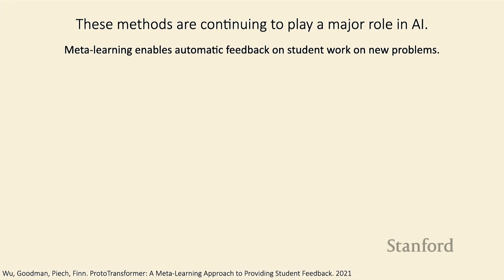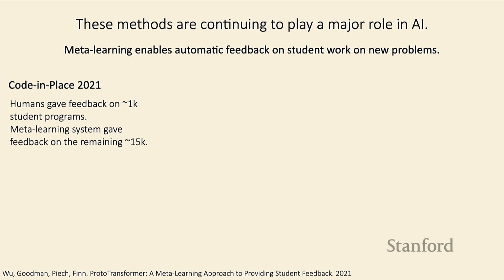One other modern example is a paper that I co-authored in 2021 that I personally was very excited about, where we were using meta-learning in an education application. We were trying to provide feedback to students on open-ended student work in an intro CS course. In particular, the Code in Place course was a really massive online course offered by a few folks at Stanford. At the end of the course, there were 16,000 solutions that students wrote. And giving feedback and grading 16,000 solutions is a massive undertaking.